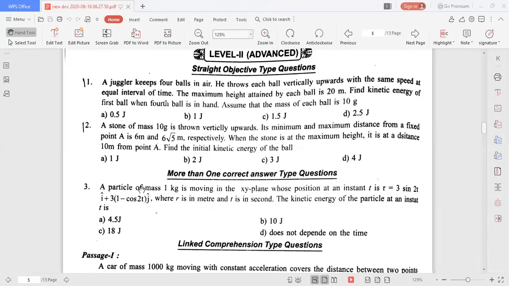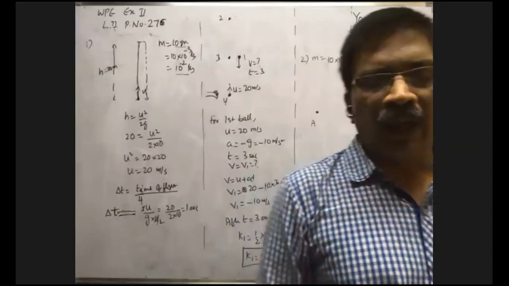Thrown vertically upwards, its minimum and maximum distance from a fixed point A is given. A stone of mass 10 gram is thrown vertically upwards. Its minimum and maximum distance from the fixed point A is 6 meter and 6 root 5 meter. When the stone is at the maximum height, it is at a distance of 10 meter from the point A. Then find the initial kinetic energy of the ball. All of you, it is just logic only. All of you see the problem.